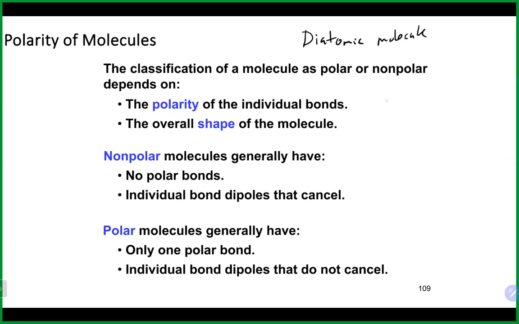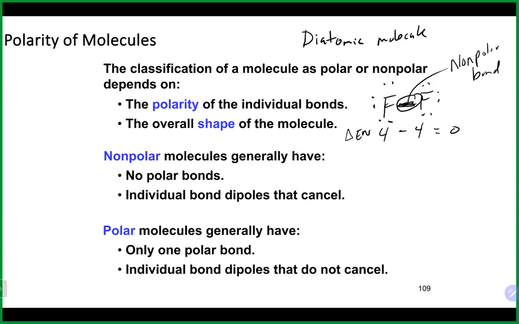So for example, if we had our F2 that we saw earlier, we know that they both have the same electronegativity value, 4 and 4. If we subtract, that gives us 0 for the electronegativity difference. That means this bond right here is a non-polar bond. And because this molecule is diatomic, that is the only bond present, so the molecule itself needs to be non-polar.